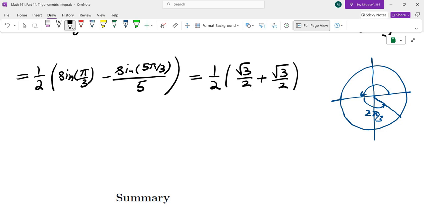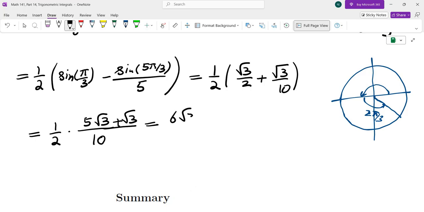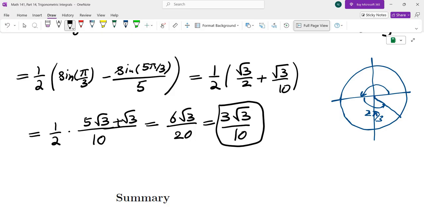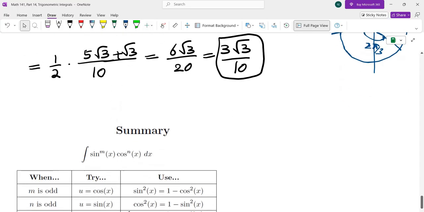But then we have to divide that by 5, so I would get 10 at the bottom. So let's take the common denominator. We get 10 at the bottom here, and then we get 5 root 3 plus root 3. So that would be 6 root 3 over 20, which is 3 root 3 over 10. And that is the answer to this part of the problem.